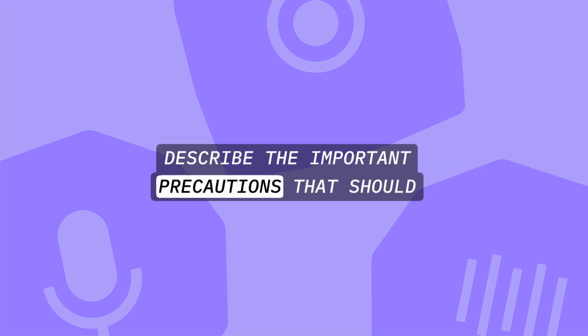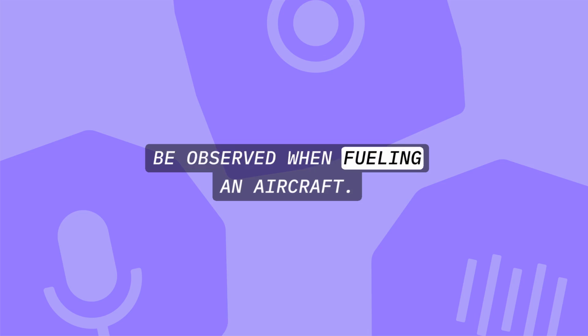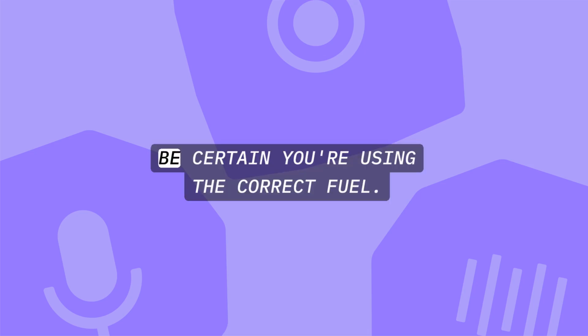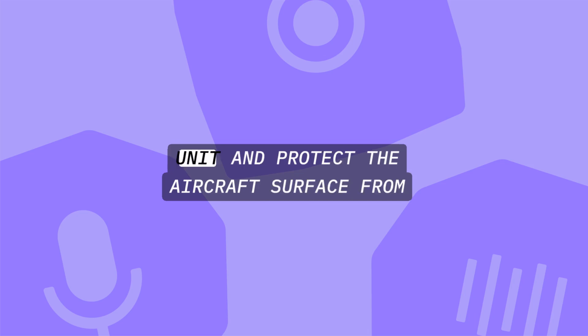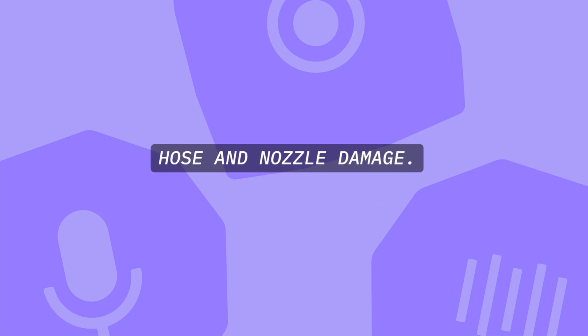Describe the important precautions that should be observed when fueling an aircraft. Be certain you're using the correct fuel. Properly ground the aircraft and refueling unit, and protect the aircraft surface from hose and nozzle damage.